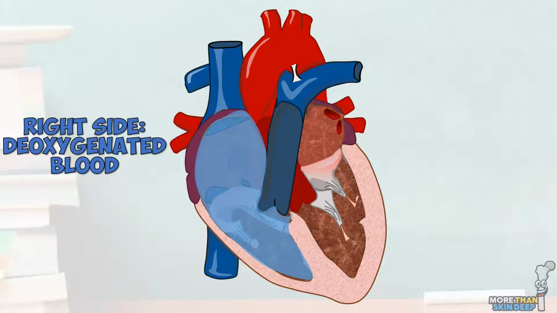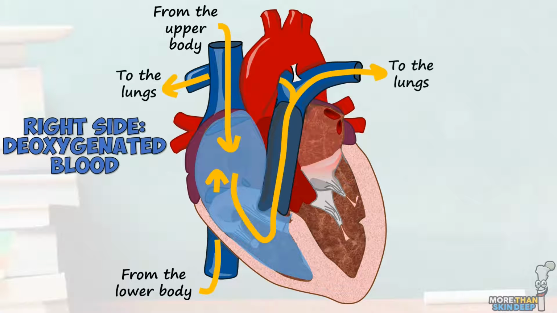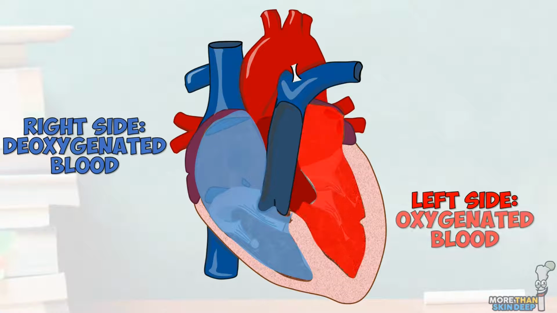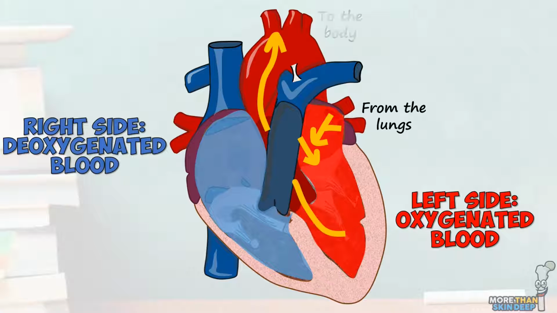The right pump takes deoxygenated blood from the body and pushes it to the lungs. And the left pump takes oxygenated blood from the lungs and sends it back to the rest of the body.